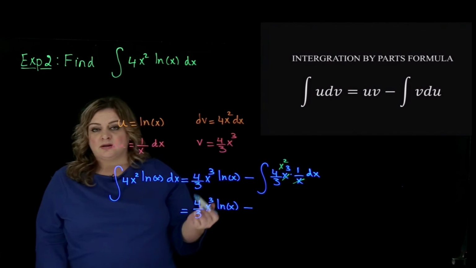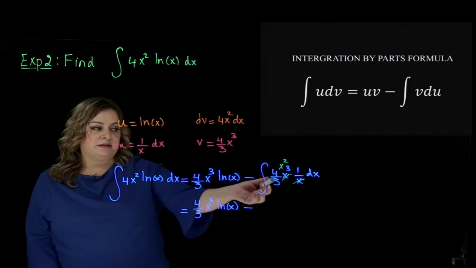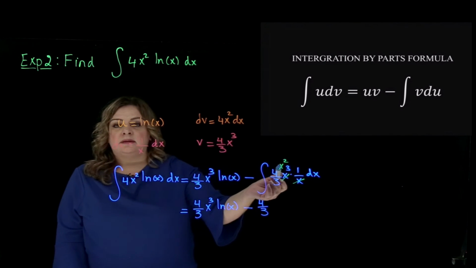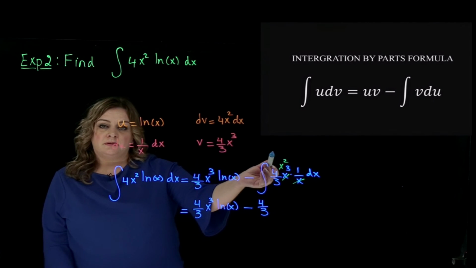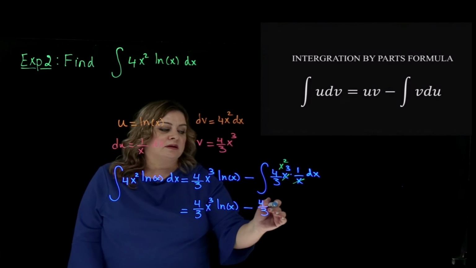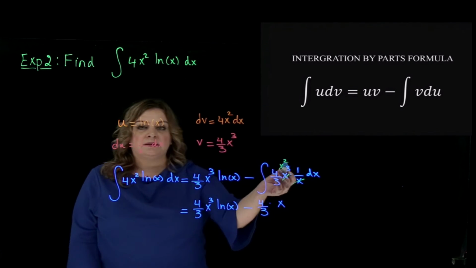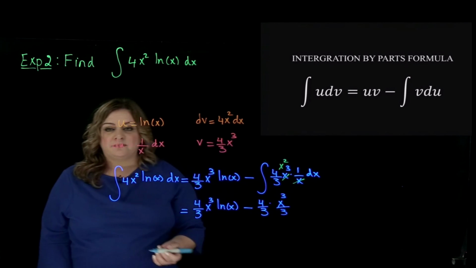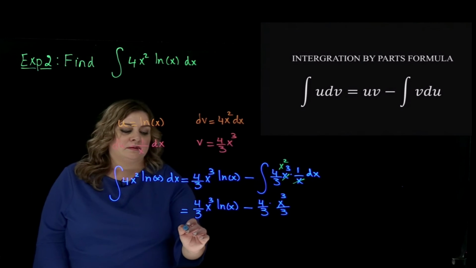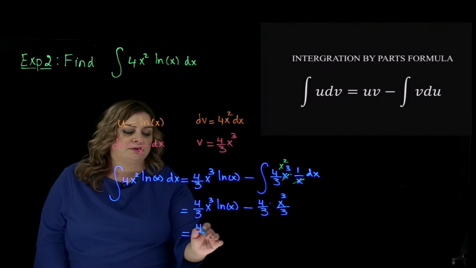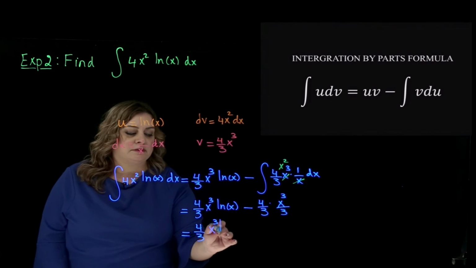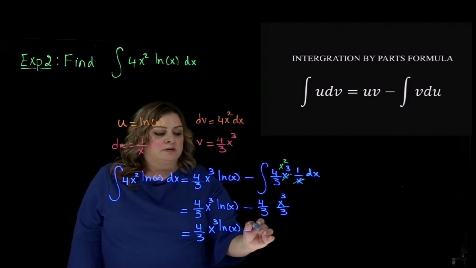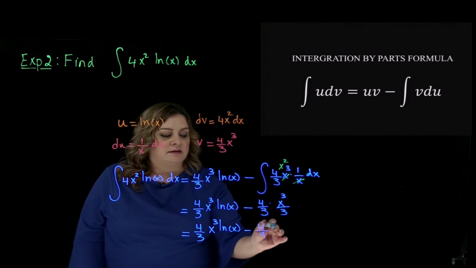now we want to apply the constant multiple rule of antiderivatives here. We will have minus 4/3 times the antiderivative of x squared, which is x cubed over 3. And this is going to equal 4/3 x cubed ln of x minus 4 over 9 x cubed.